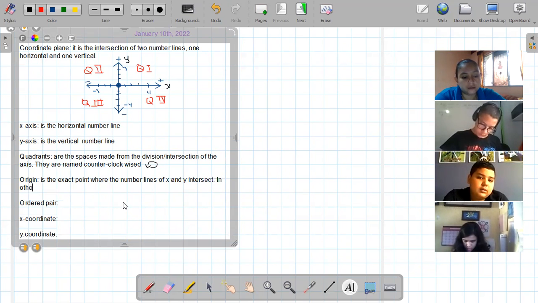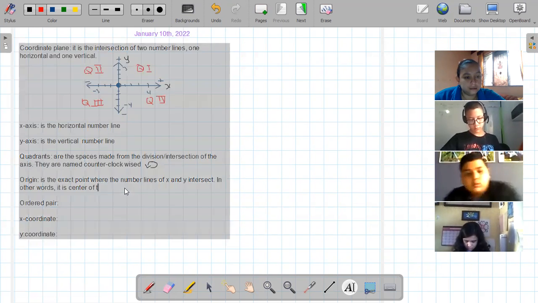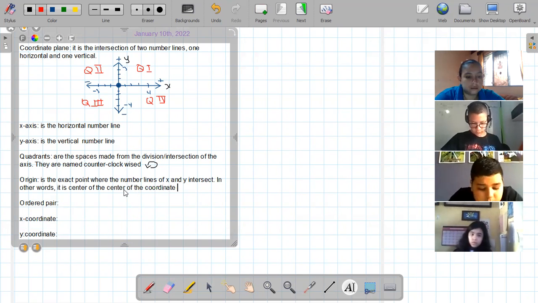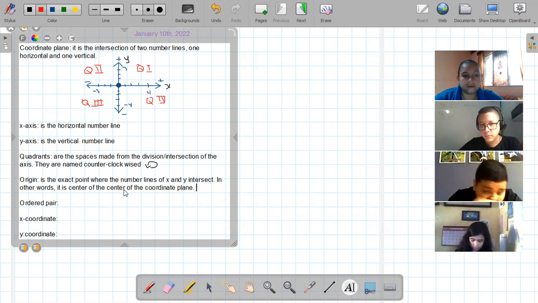In other words, it is the center of the coordinate plane, where they cross. Okay, that's it.